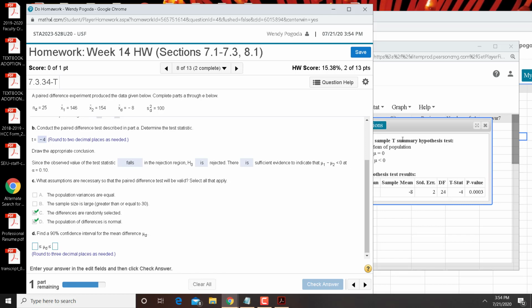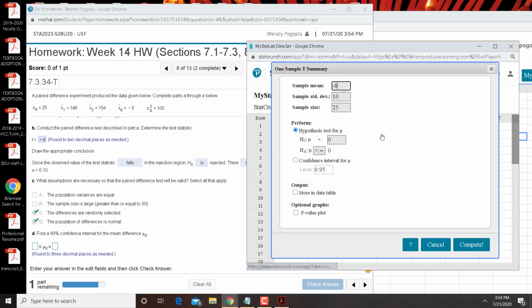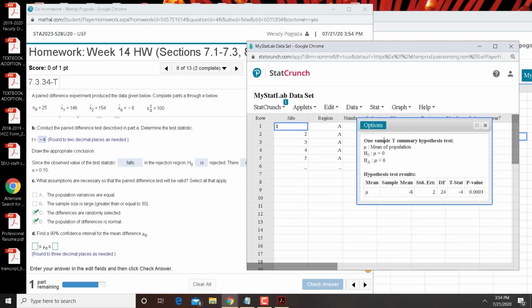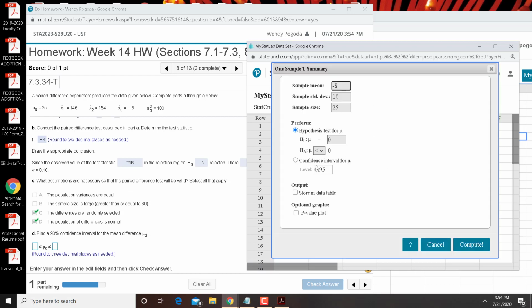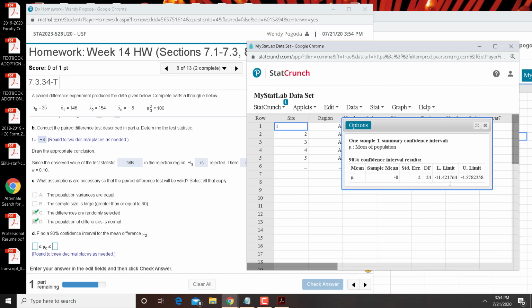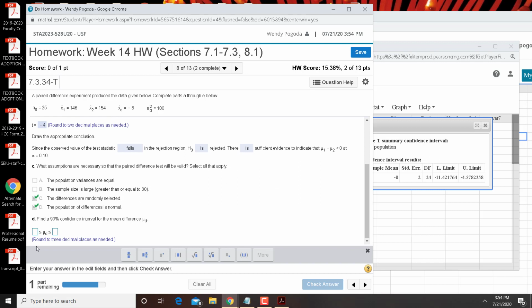Okay, next we want to do a confidence interval. Oh, I should show what I just did there. We've already done this test, but remember I did a hypothesis test instead of a confidence interval. If I want to change what option I selected, I just click on options and click on edit, and I can choose the confidence interval option instead. It says to do a 90% confidence interval, so I'll change that. Again, make sure that your question is the same, or changed accordingly. And these are my limits. This is rounded to three decimal places, so I'll just copy this carefully: negative 11.422 and negative 4.578.